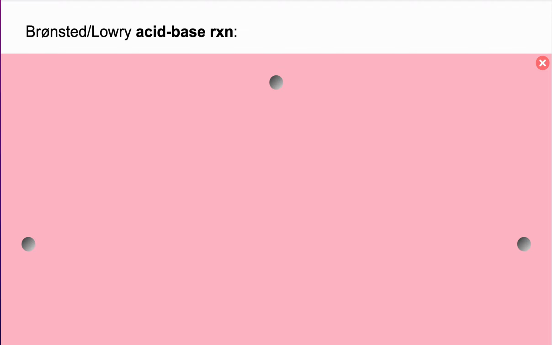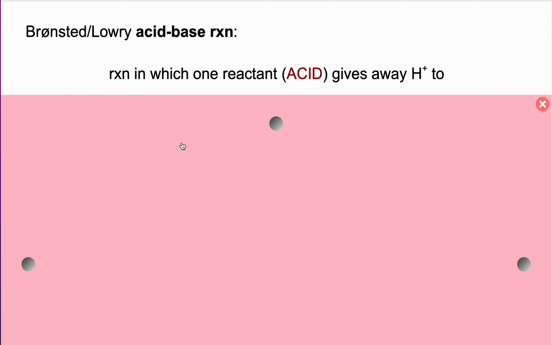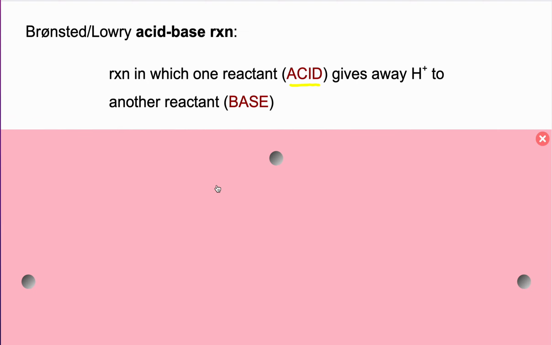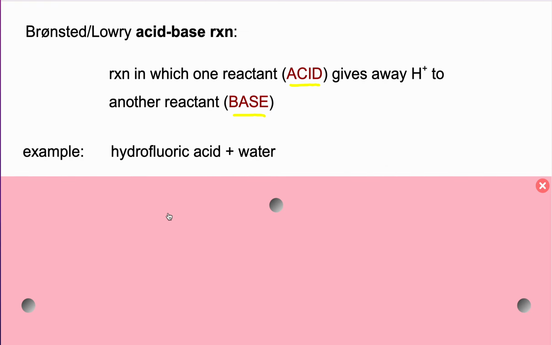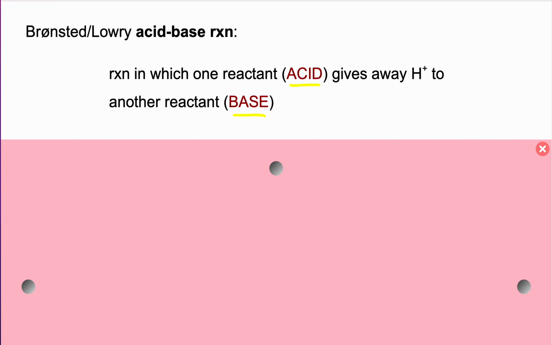So a Bronsted-Lowry acid-base reaction is a reaction in which one of the reactants, the acid, gives away a hydrogen ion to another reactant, which is the base. A synonym for the Bronsted-Lowry acid-base reaction is a proton transfer reaction.